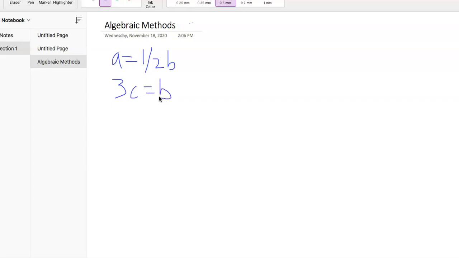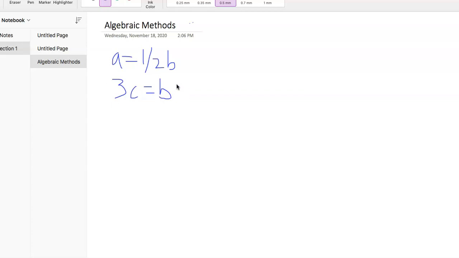And then they want you to solve for c in terms of a. So that's kind of weird language, solve for c in terms of a. So it's going to say like, c equals some fraction a. That's what your answer is going to be. Okay, so how do we do this?